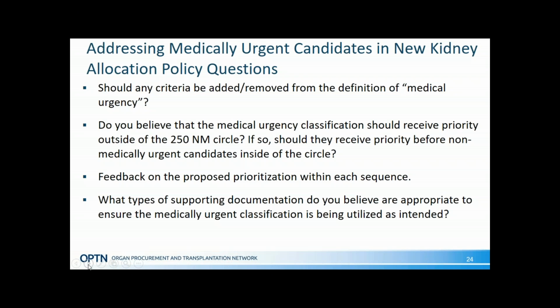We'd also like feedback on the proposed prioritization within each sequence. And what types of supporting documentation do you believe are appropriate to ensure the medically urgent classification is being utilized as intended?